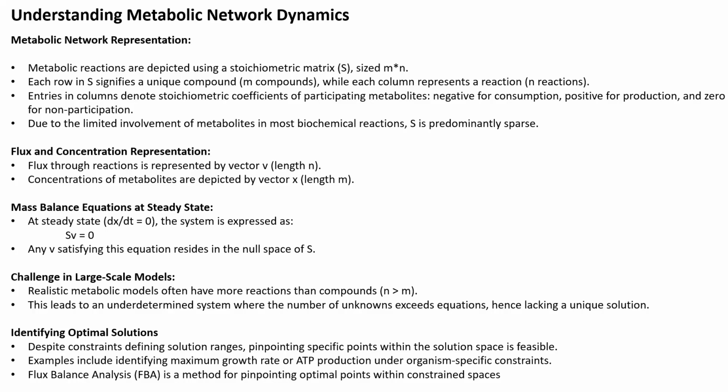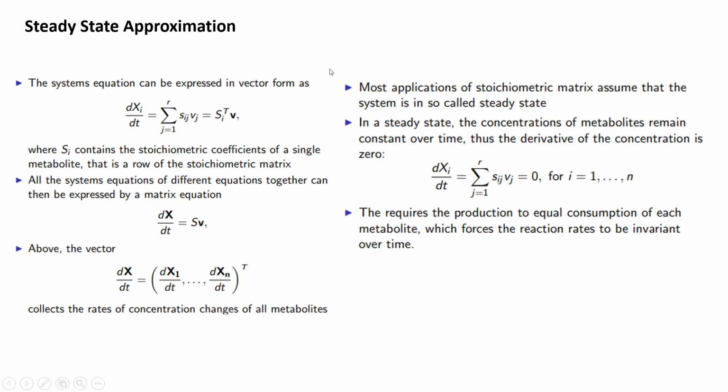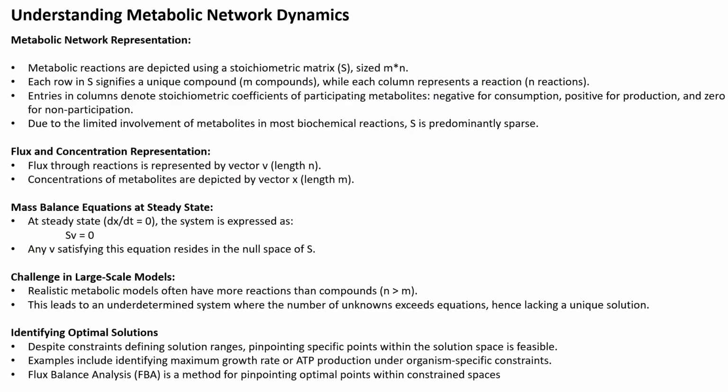Here, we are assuming that the vector v, which are all the reaction rates for all the metabolic reactions, is representing the flux, and the concentration of the metabolites are depicted in the vector x, the one we are equating to zero. So dx/dt is the rate of change of the concentration of each metabolite.